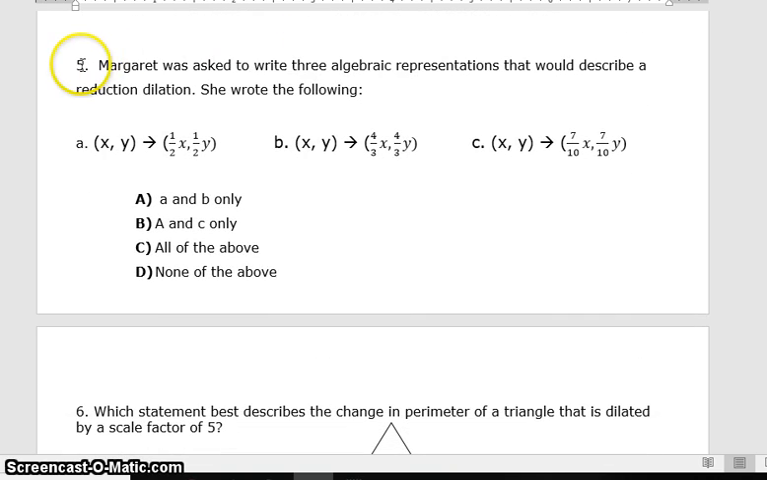Number 5. Margaret was asked to write 3 algebraic representations that would describe a reduction dilation. She wrote the following. Which of these are reductions? Which of these are reductions?